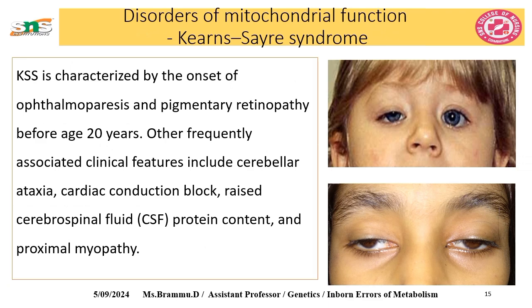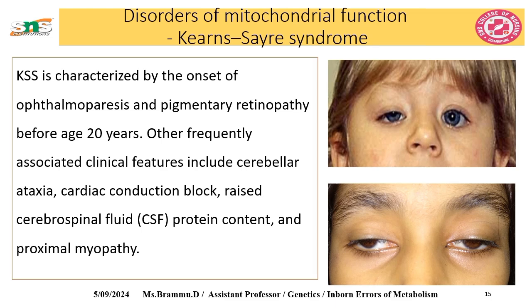The next disorder is a mitochondrial function disorder, which we call Kearns-Sayre syndrome, in short KSS, which is characterized by ophthalmoplegia and pigmentary retinopathy before the age of 20 years. So just see the picture. In the first picture, the child has one eye drooped down, the eyelid, while the other eye is very well open, and in the lower picture both the eyes are like sunset eyes. So this shows the drooping of the upper eyelid.